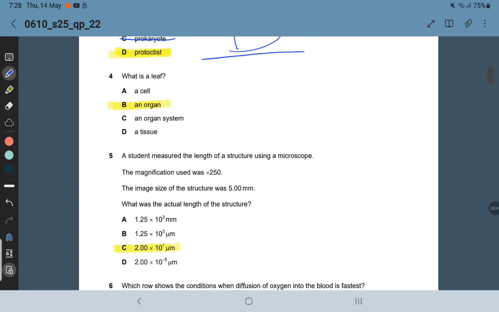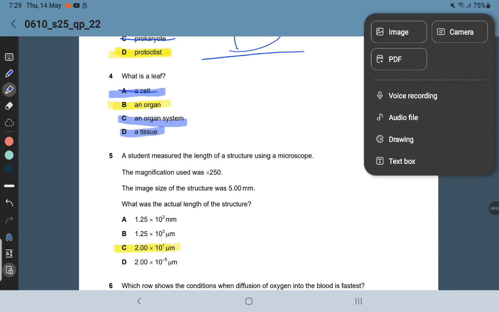What is a leaf? Of course, a leaf is an organ. We cannot say it's a cell, because an organ needs many, millions and billions of cells. So of course A will be the incorrect option, and let us highlight it in blue because it stands for the incorrect option. Is a leaf an organ system? Of course not, an organ system means the whole plant. A tissue means something like the epidermis tissue.